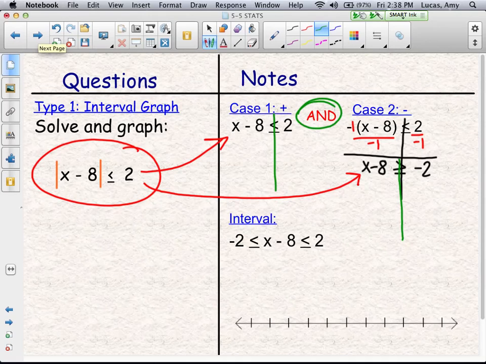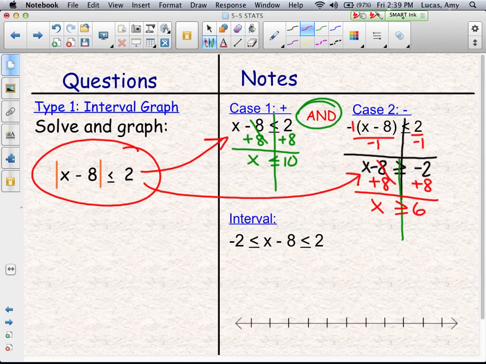So my first one, I solve by adding 8. The result, x is less than or equal to 10. The second one, I solve by adding 8 again. So x is greater than or equal to 6.